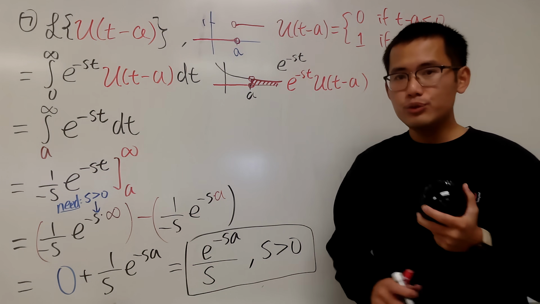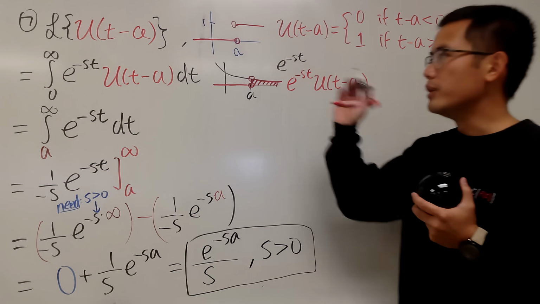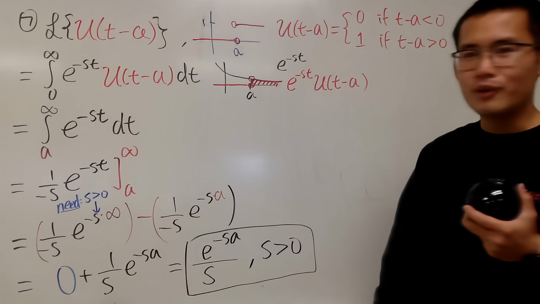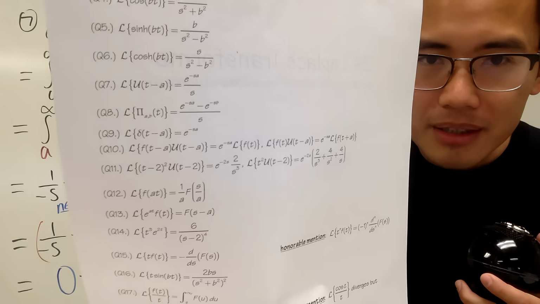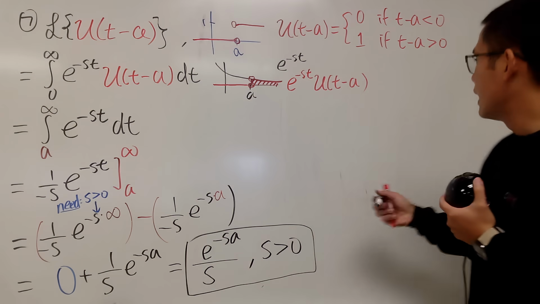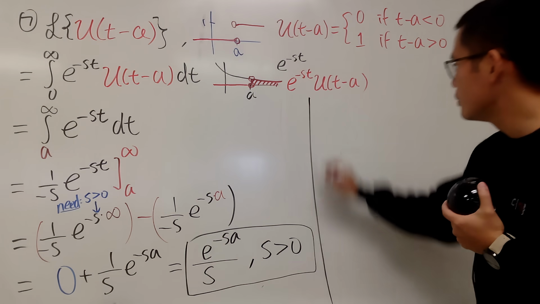And now let me introduce you to something very similar to the unit step function, namely the window function, the pi sub a b of t function. I should be able to do that right here.